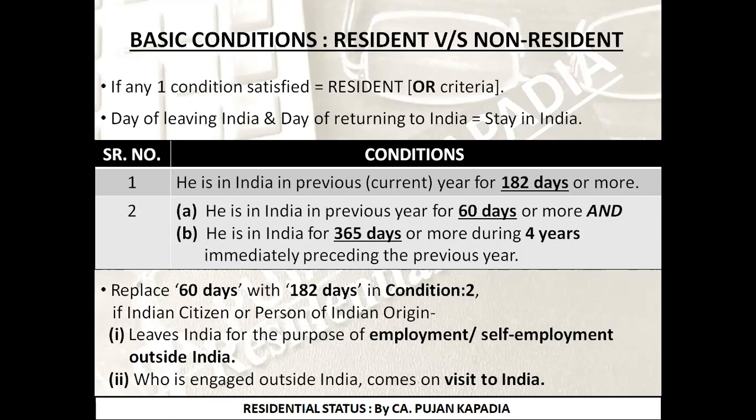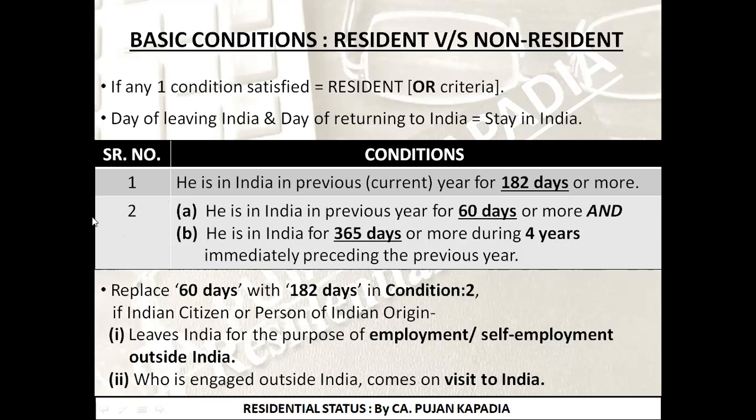Now, in second point, you need to remember that both A and B are required to be fulfilled. Why? Because I have written over here 'and'. So it is compulsory that both the parts should be fulfilled. If yes, then we can say condition 2 has been duly met. If not, then we cannot say that condition 2 is fulfilled.